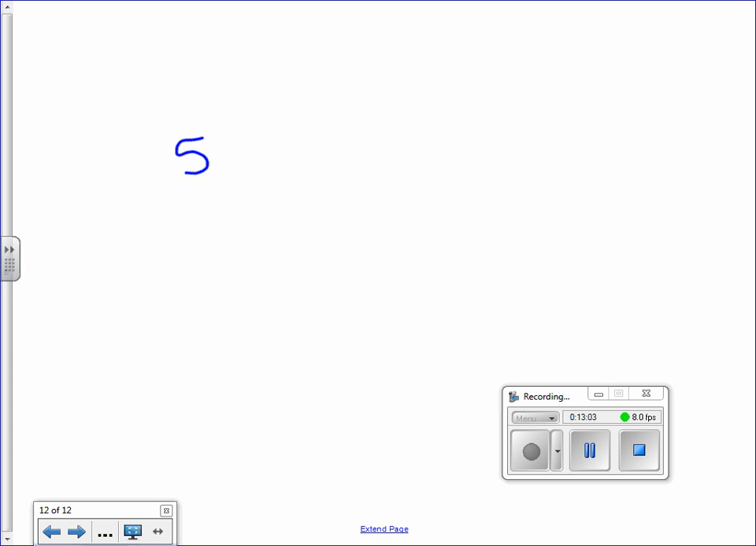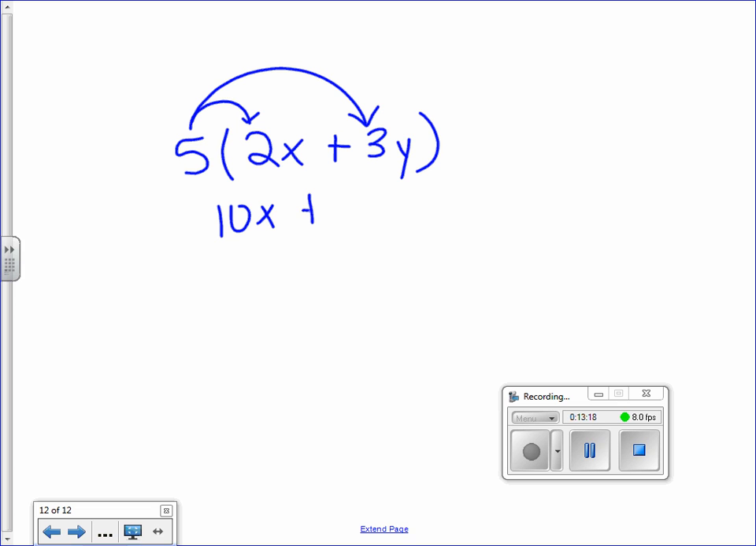Like if I have 5 times 2x plus 3y, that 5 gets multiplied times everything in the parentheses, right? So it's going to be 10x plus 15y. Can't go any further, but no more parentheses, no like terms, so I'm golden on this one, right? I'm done right there. That's it.